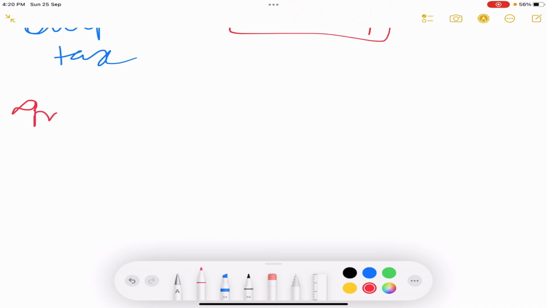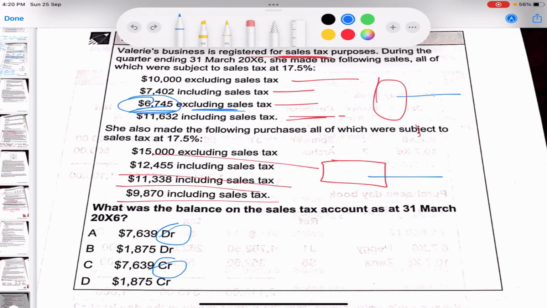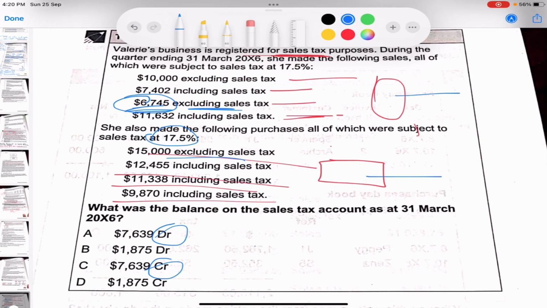Now the same way we need to calculate our input tax. Okay, now let's discuss that quickly. So this is the input tax. So this is the rate. You know how to calculate. When it is excluding, you will be doing rate upon 100. When it is including, you will be doing rate upon 100 plus rate. And then you get an amount. What is the amount? If you do the same thing for everything, you will be getting 7639.